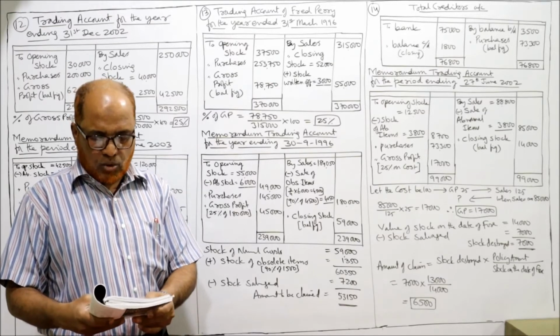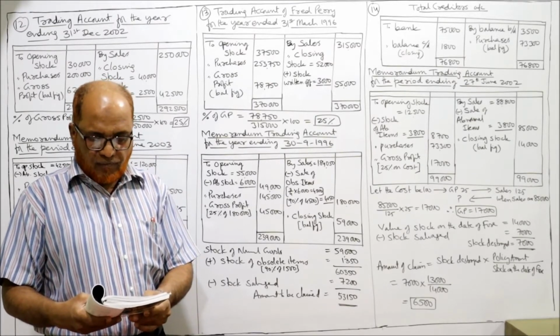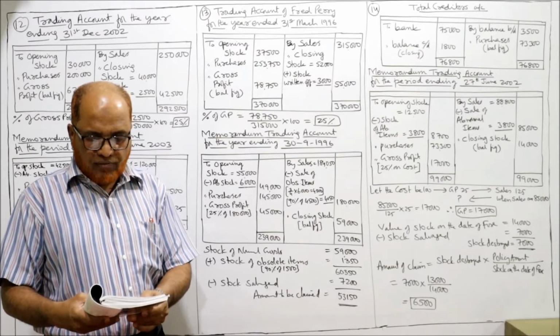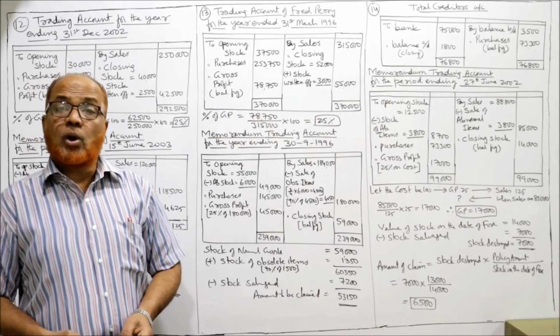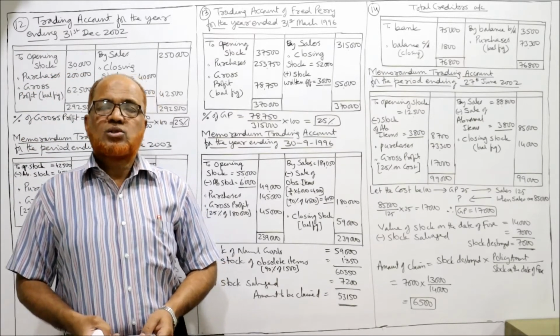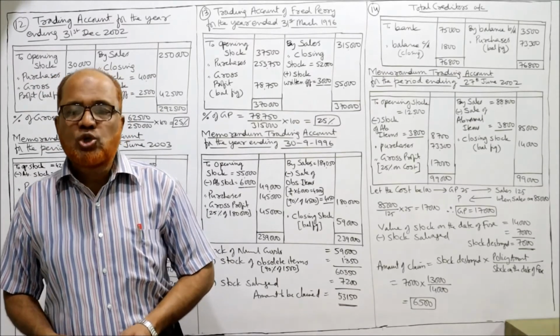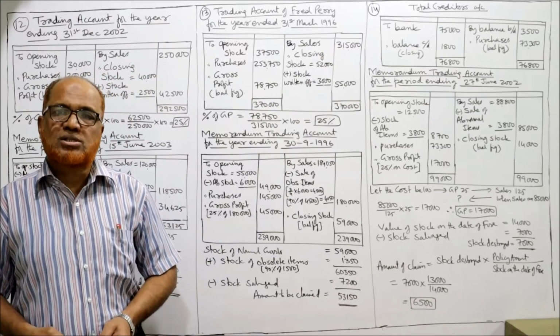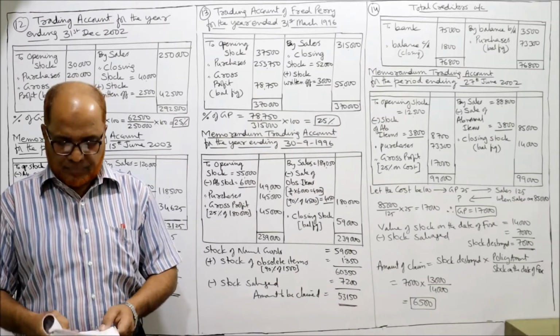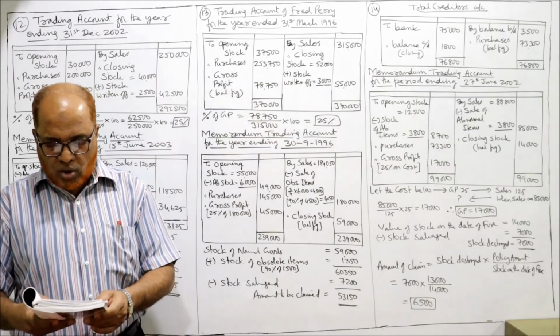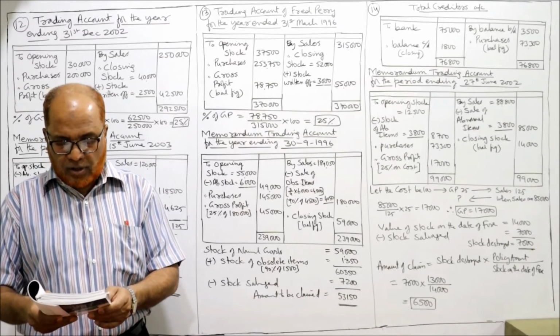27 June 1992. This was the date of fire. The stock was insured for rupees 13,000. The policy amount is given. So when policy amount is given, we assume there is an average clause. Average clause will be applied. So the balance sheet drawn on 31st December included the following items.